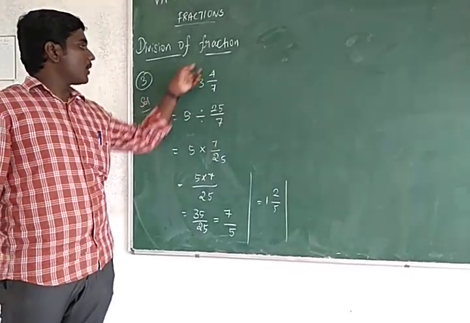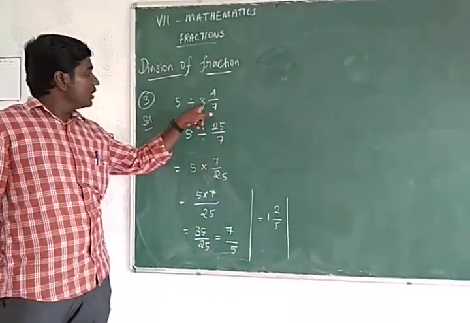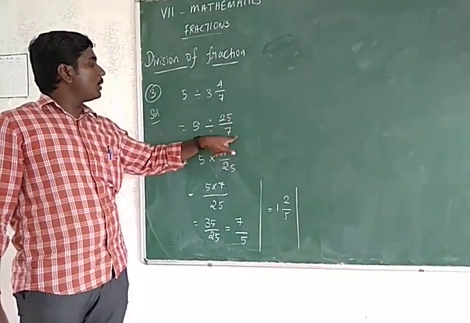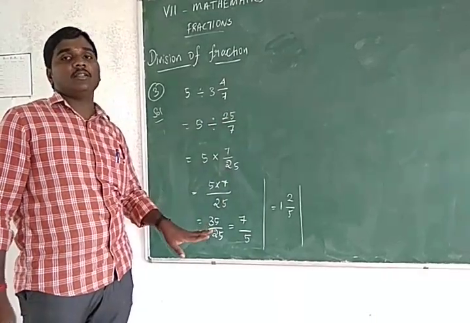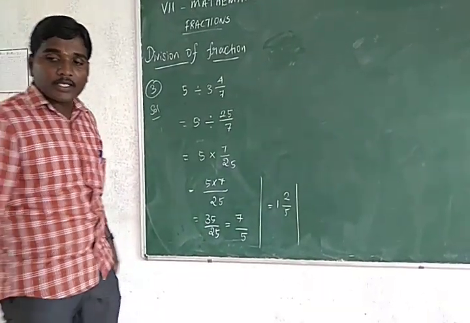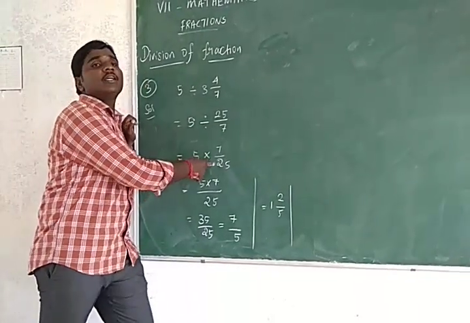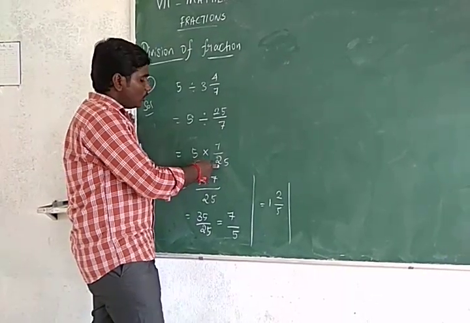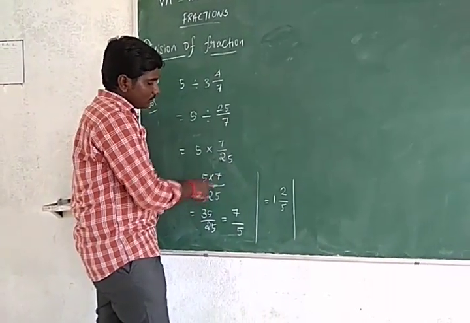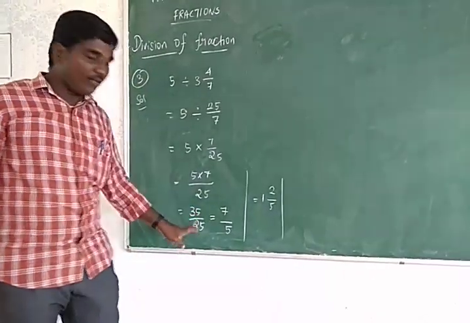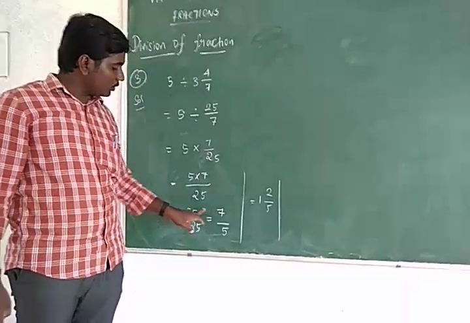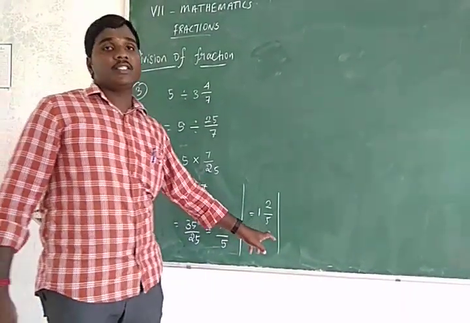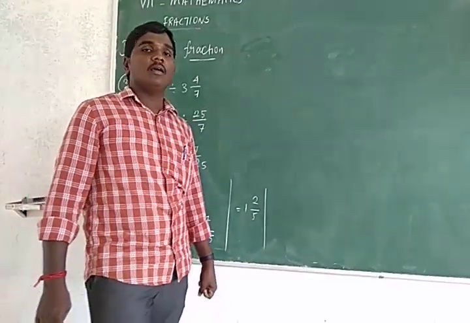Okay, first convert the given mixed fraction into an improper fraction. 3 sevens are 21, 21 plus 4 is 25. 25 by 7. Then multiply the dividend with the reciprocal of the divisor, so 7 by 25. 5 sevens are 35, and 25 stays the same. Both are divisible by 5, so we can divide: 7 5s are 35, 5 5s are 25. 7 by 5. Again convert to a mixed fraction: 1 2 by 5.